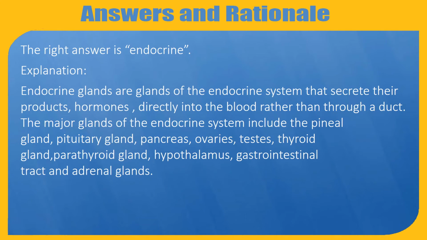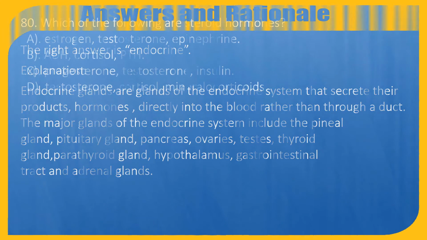Explanation: endocrine glands are glands of the endocrine system that secrete their products, hormones, directly into the blood rather than through a duct. The major glands of the endocrine system include the pineal gland, pituitary gland, pancreas, ovaries, testes, thyroid gland, parathyroid gland, hypothalamus, gastrointestinal tract, and adrenal glands.